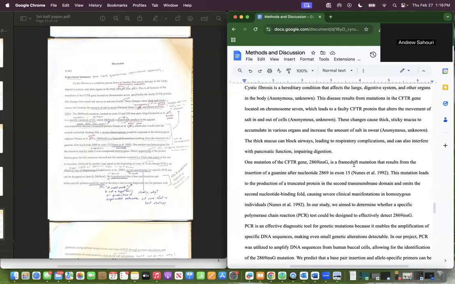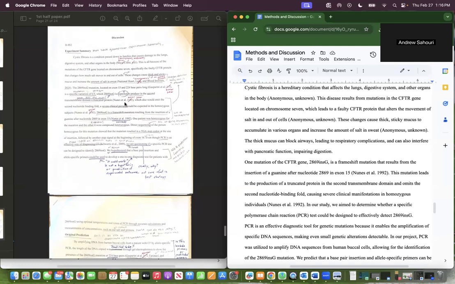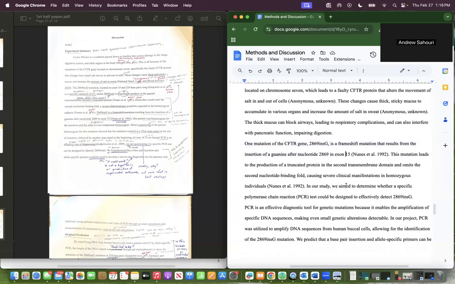And then I changed Nunes et al. 1141 to Nunes et al. 1992, because that's the wrong year. And then they asked what 2869insG meant, so I just wrote it: it's a frameshift mutation that results from insertion of guanine after nucleotide 2869 in exon 15. And then this mutation leads to the production of a truncated protein.